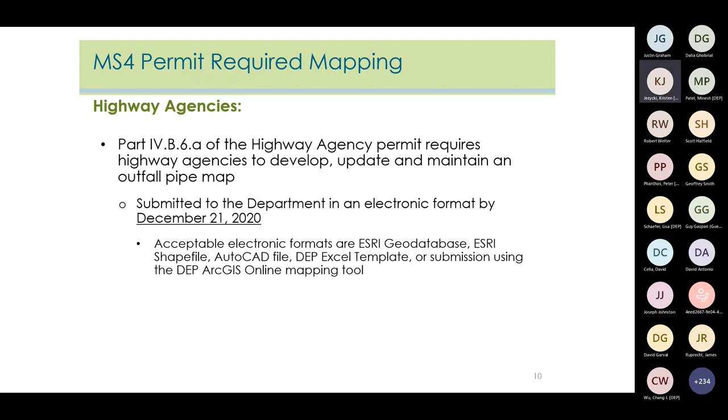The highway agency permit covers the highway and bridge commissions across the state, such as the NJDOT, the Garden State Parkway, and the highway agencies in each county. Similar to the Tier A and public complex permit, the highway agencies were required to submit an outfall pipe map to the department in an electronic format by December 21st of 2020.